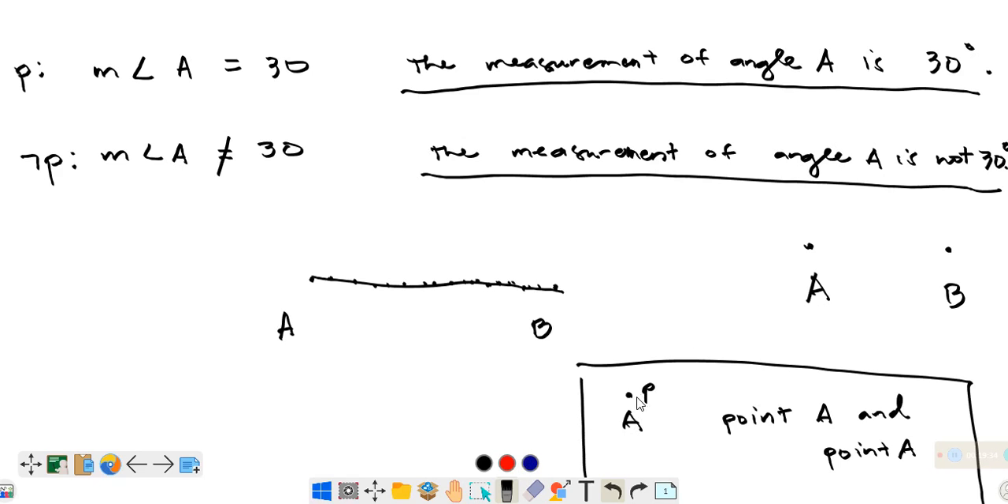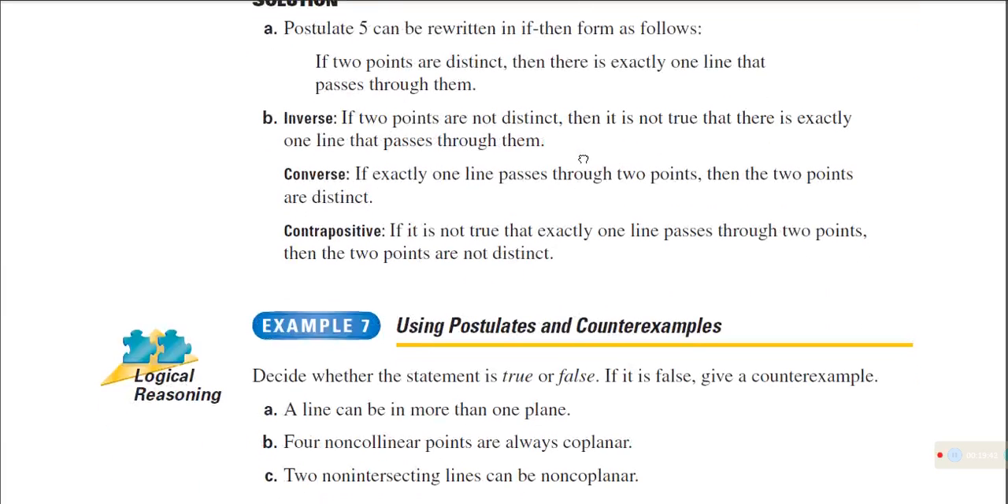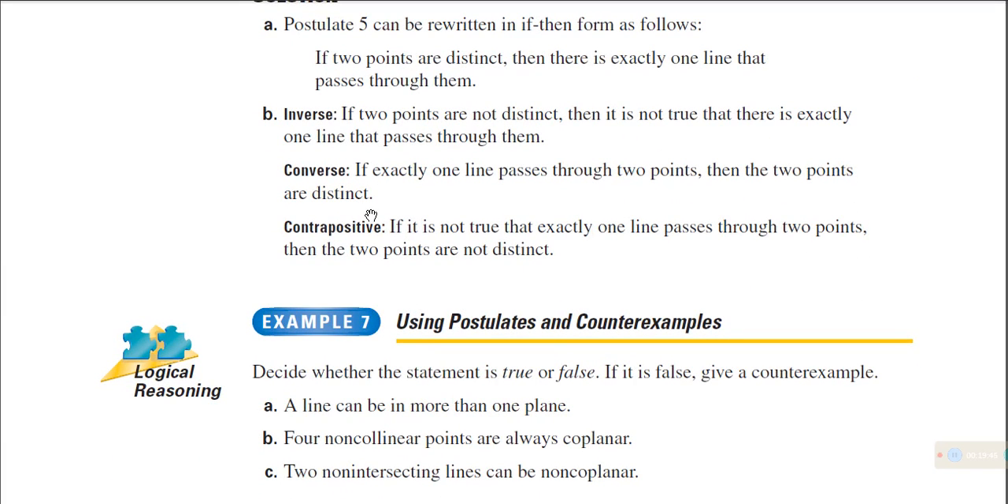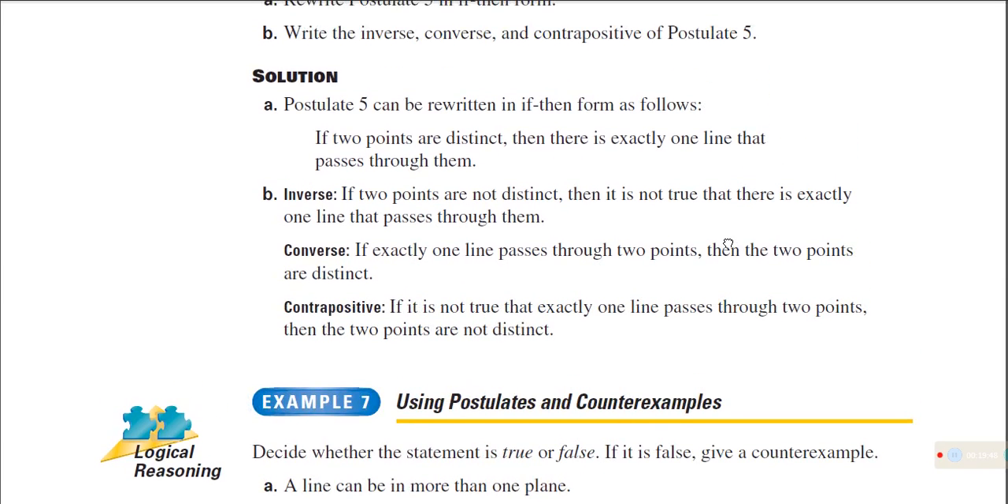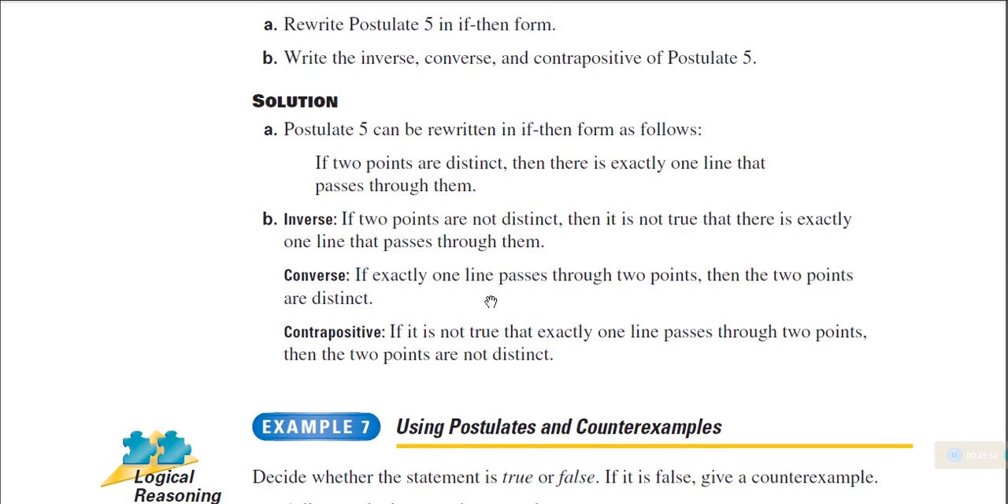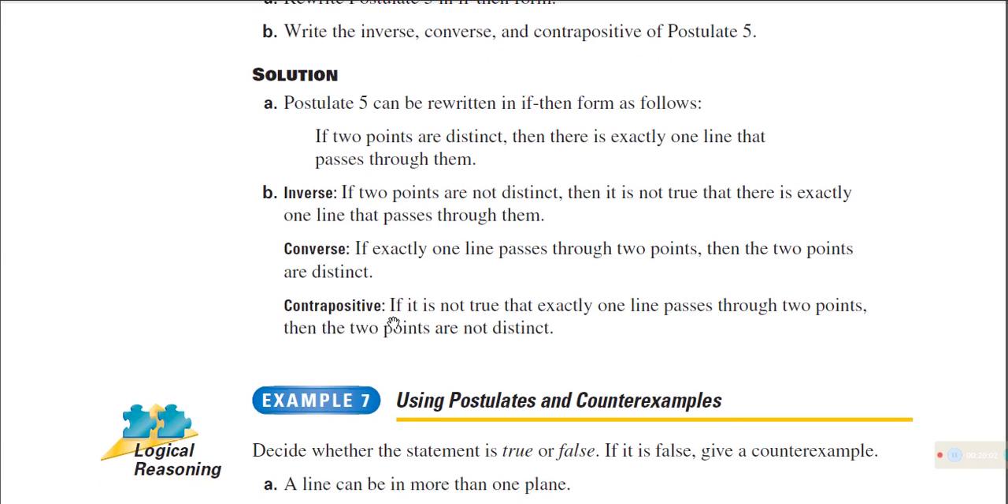So, walang line na pwedeng mag-exist sa kanila because you are required to use at least 2 points to form one line. Okay? Okay, so, converse. Pagbaligtarin natin si P at saka si Q. It'll be Q, then P. So, if exactly one line passes through 2 points, then the 2 points are distinct. Okay, this is also true. Contrapositive, it is not true that exactly one line passes through 2 points, then the 2 points are not distinct. Ibabaligtarin naman natin yung inverse. Okay?